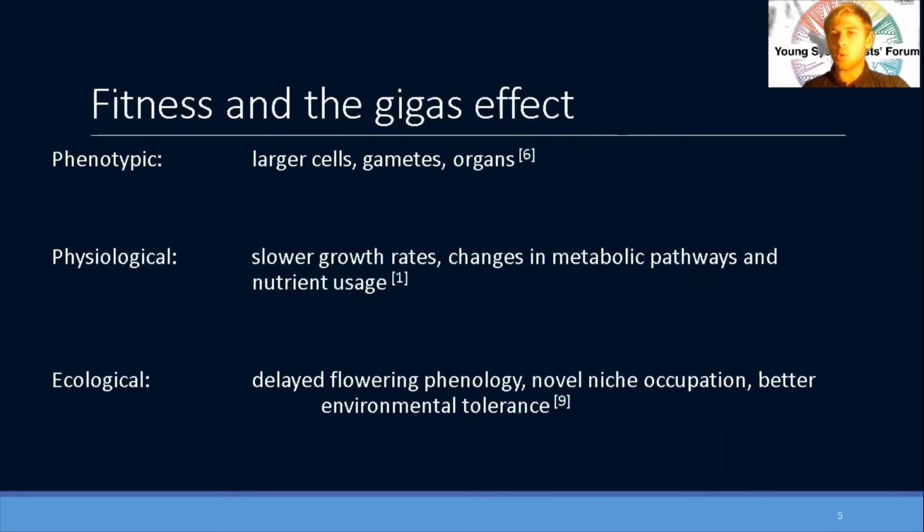The Gigas effect may cause heterosis in polyploid individuals, but more so, with larger cells and organs, polyploids may exhibit slower growth rates and experience changes to metabolic pathways. Slower growth rates and metabolic changes may increase a polyploid's nutrient use efficiency and increase environmental tolerance, enabling polyploids to establish novel niches to diploids. Slower growth rates may also cause a delay in flowering phenology. This could lower pollinator competition, may enhance attractiveness to pollinators, or polyploids may even make use of an entirely new pollinator and seed dispersal network than diploids do.